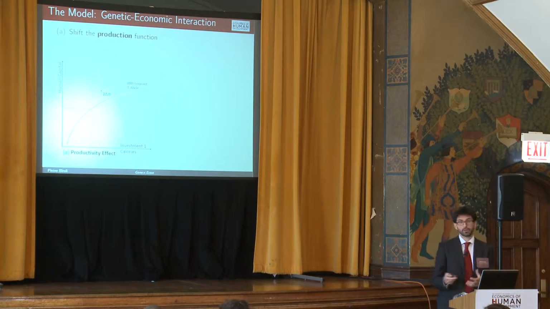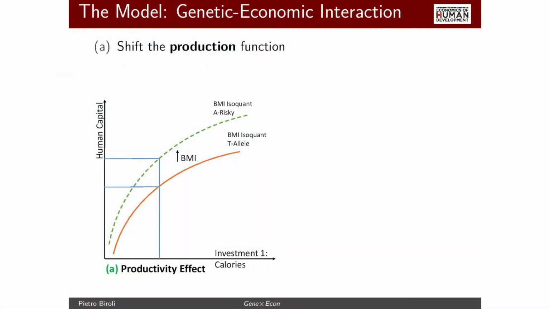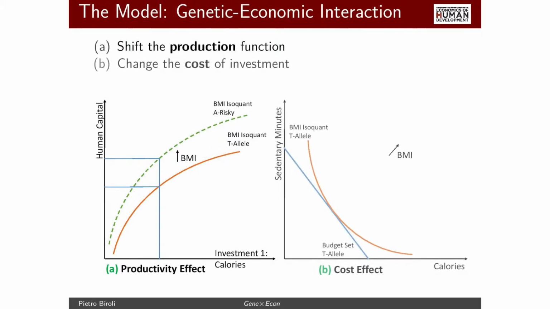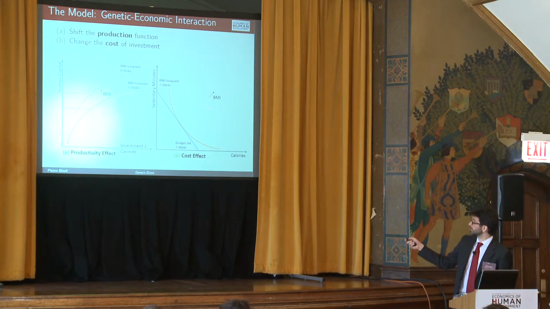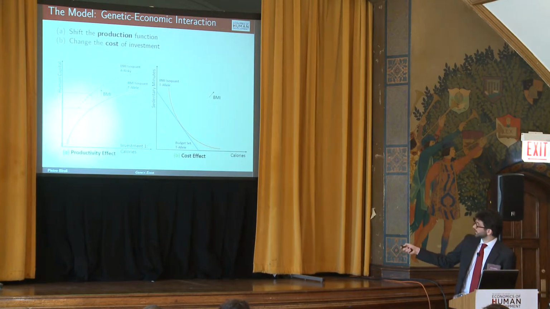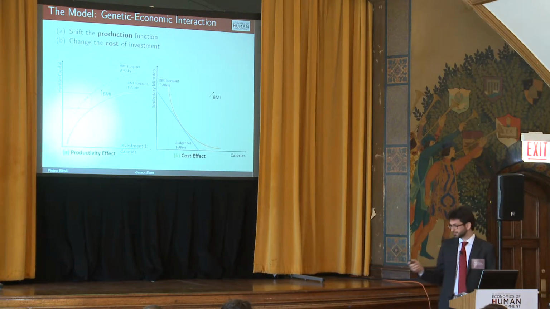One of the features of the model is that the genotype of the children can shift the production possibility frontier and can change the way that inputs are converted into outputs. The second feature of the model is to consider a change in cost. So for this particular example, consider two potential investments, calories and sedentary minutes. Both of them, the combination of the two, can produce human capital and BMI. So the more I eat and the less I exercise, the higher my BMI is going to be.